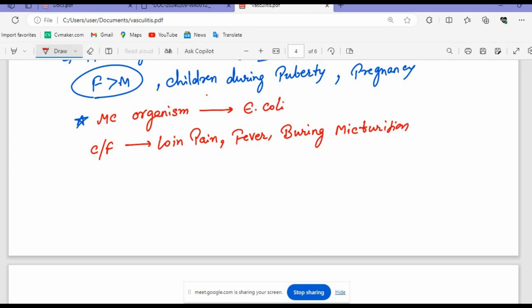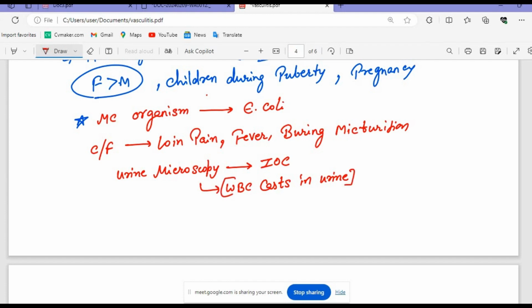We can check the urine microscopy. Remember, urine microscopy is the investigation of choice. In the urine microscopy, what we are able to find is WBC casts in urine. So this we will find in urine microscopy.